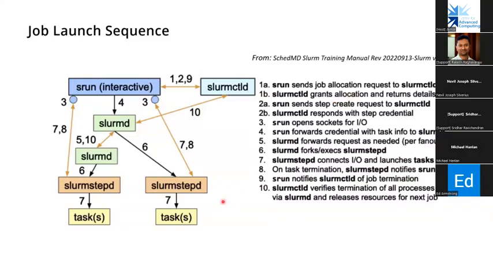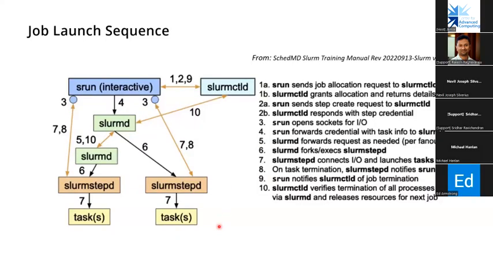srun sends a step create request to the SLURM control daemon, and the SLURM control daemon responds by giving the credentials that are required to open the sockets for srun. And srun forwards these credentials to slurmd. Essentially, this slurmd communicates with other slurmd daemons in the compute nodes, or forks, or launches slurmstepd to manage the tasks. And in steps 7 and 8, slurmd and the stepds communicate with each other through srun.